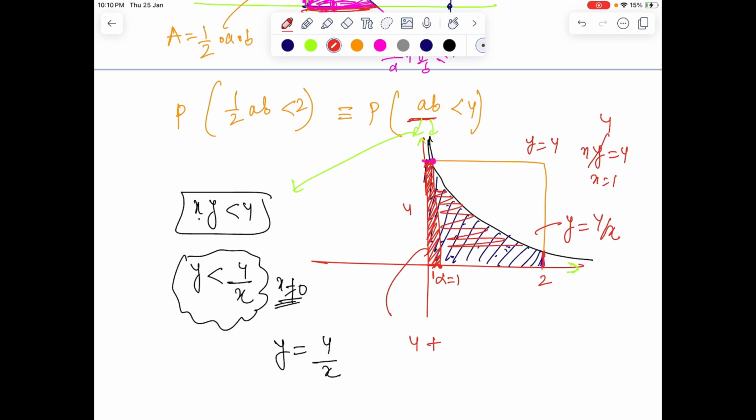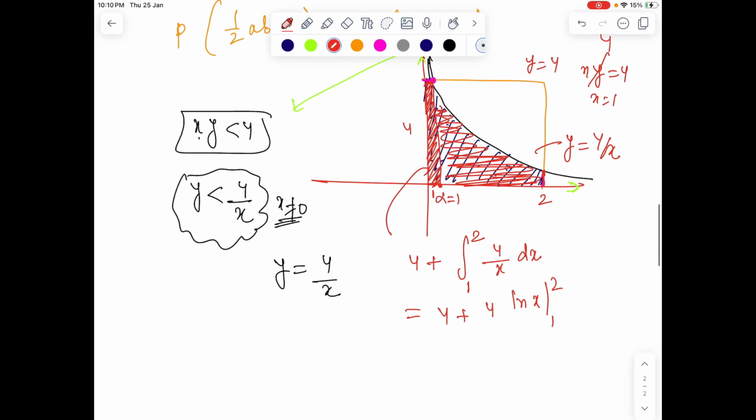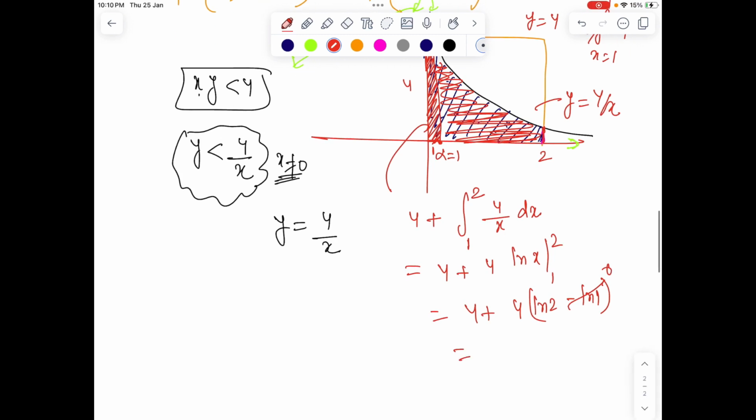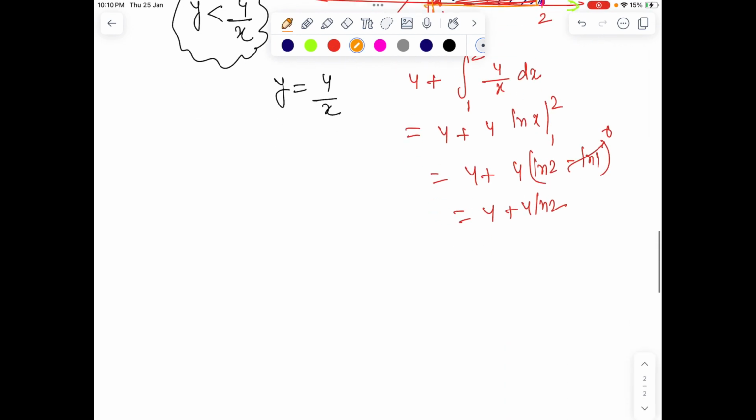Plus, what is the area of this region under the hyperbola? It's the integral from 1 to 2 of 4 by x dx. That gives us 4 plus 4 ln x evaluated from 1 to 2, which is 4 plus 4 times (ln 2 minus ln 1), and ln 1 is 0, so that goes out. So we have 4 plus 4 ln 2. Now what's the total area of the rectangle? It is nothing but 4 into 2.